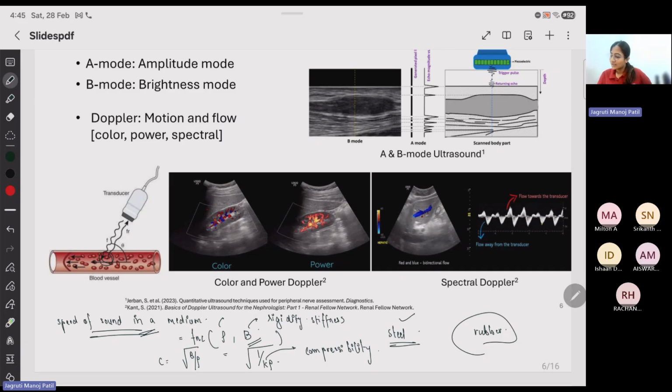And from there you have three modes of Doppler. One is color Doppler, which tells you whether the blood, or the particles inside it, are moving towards the transducer, towards this sensing element, or away from it. The ones moving close to it are presented in red, and the ones moving away from it are blue.